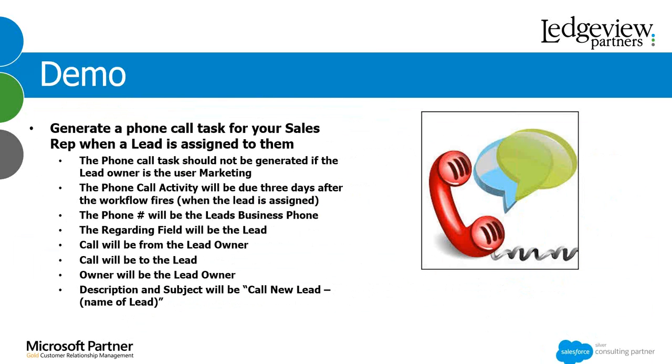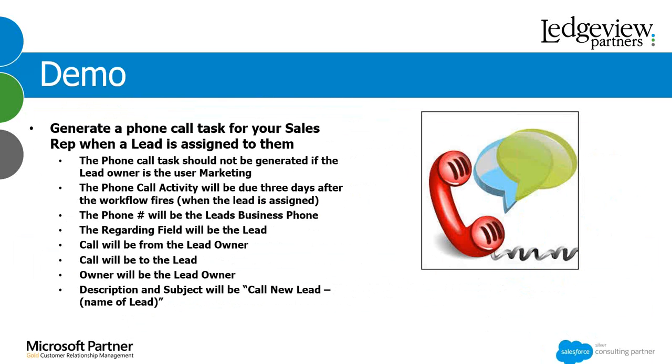And because the workflow will be triggered by the creation of a lead, it'll be due 3 days after the assignment of the lead. It'll be due 3 days after the lead is assigned. The phone number will be the lead's business phone. The regarding field will be the lead. Our call will be from the lead owner, so the person that owns that lead. And the actual call will be placed to the lead.